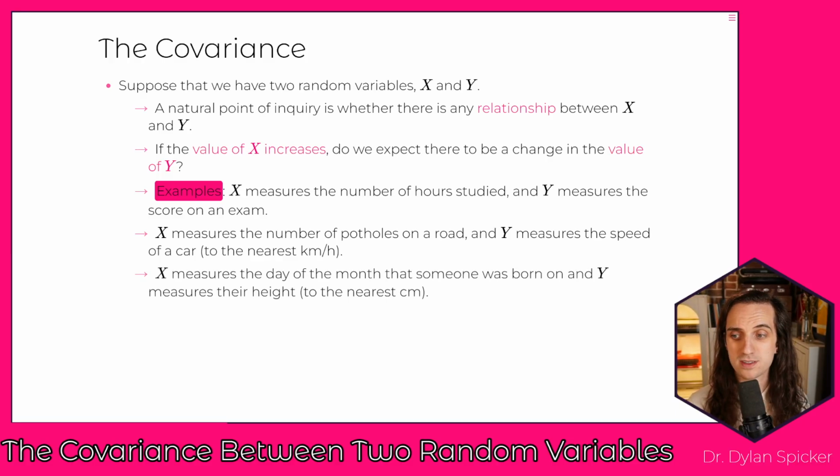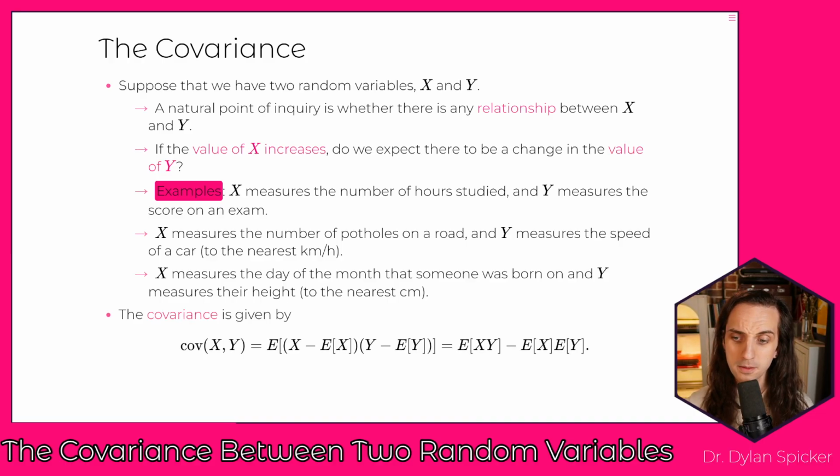Now, if x were to measure something like the day of the month that someone is born on, and y measures their height, then we probably expect there to be no relationship between these two variables, right? The day you're born on throughout the month probably doesn't have a meaningful impact on the height that you have, and they're probably not associated with each other in any way. Knowing one doesn't really tell us anything about the other, and as a result, we would expect there to be no association.